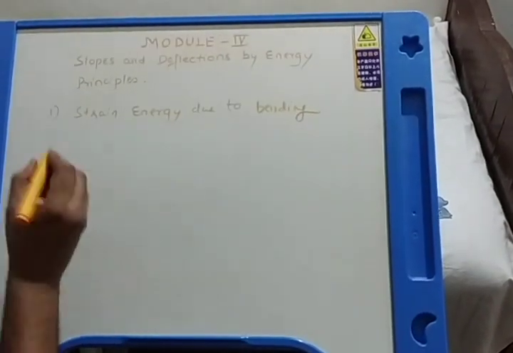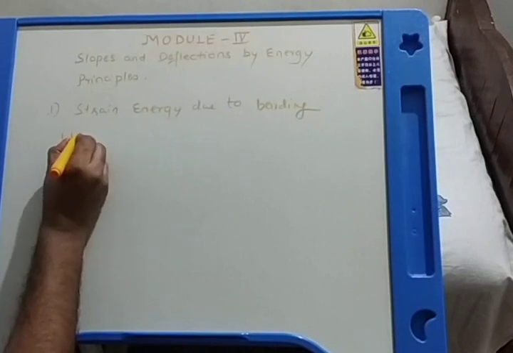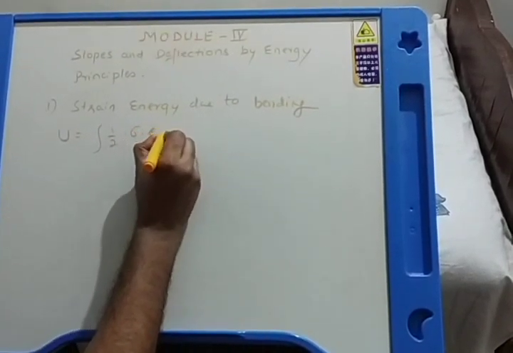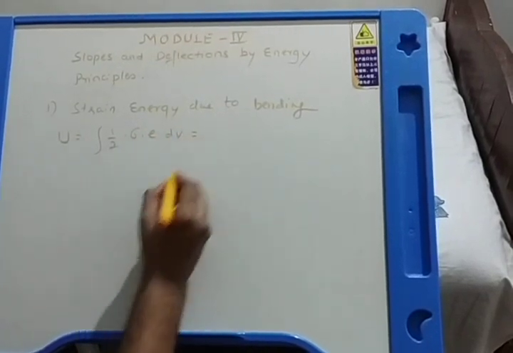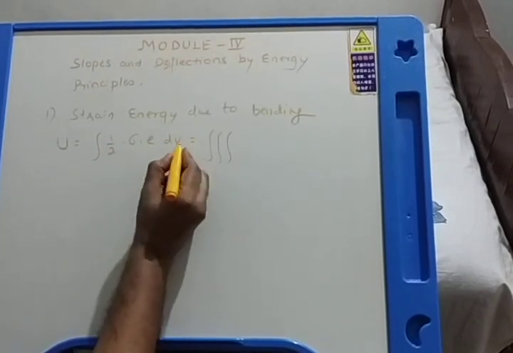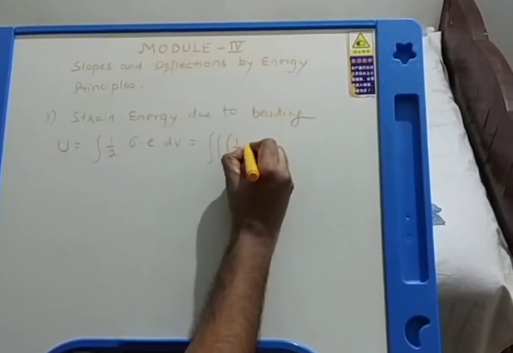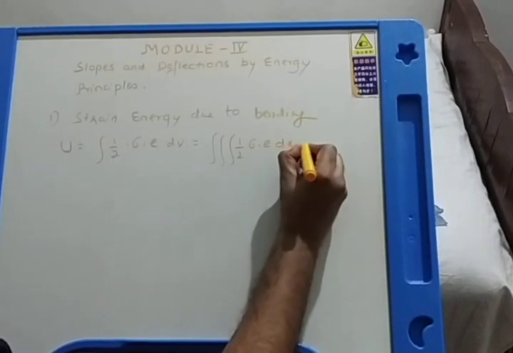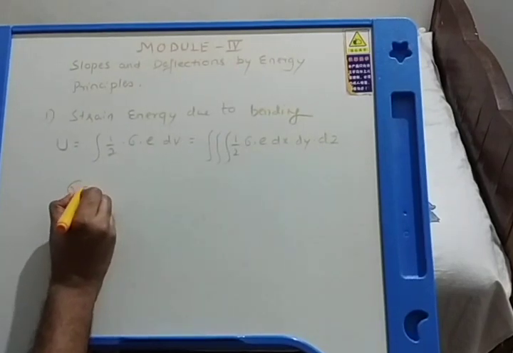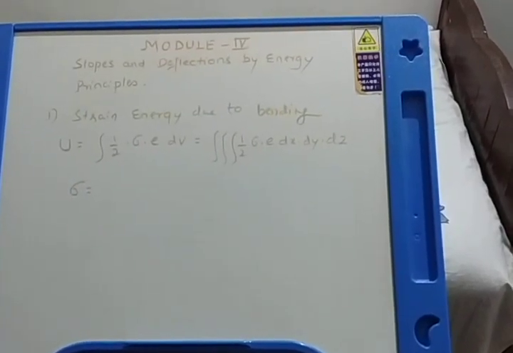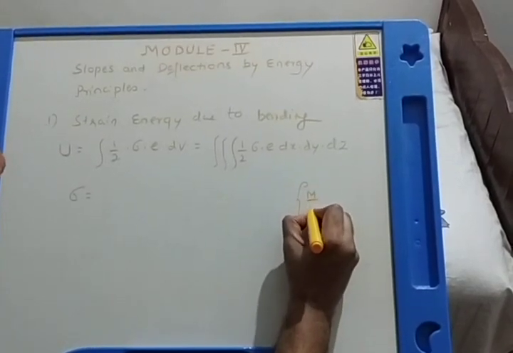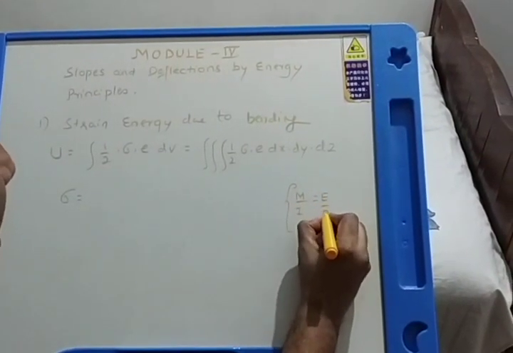It's a very interesting expression. You can see again, write the expression for strain energy. U is equal to integration half sigma e dV. So again, first few steps are same. Single integration will turn into triple integration now. Half sigma e dx dy dz. You know what is sigma in case of bending? You might have studied, or you recall this expression.